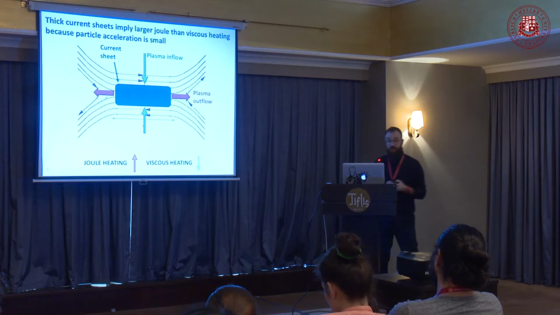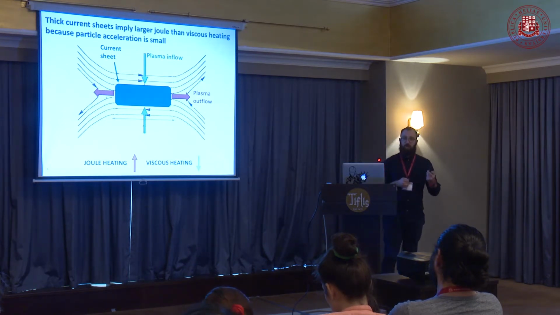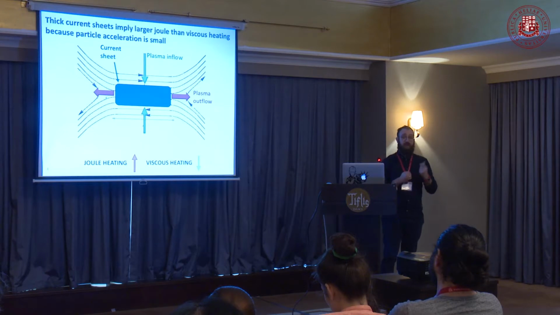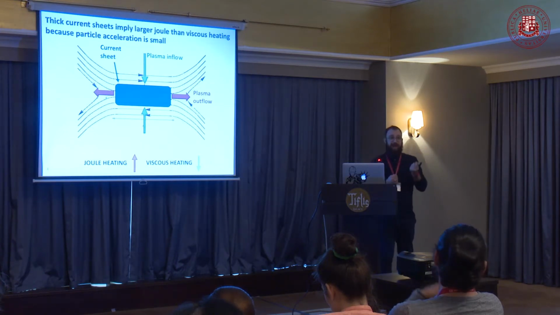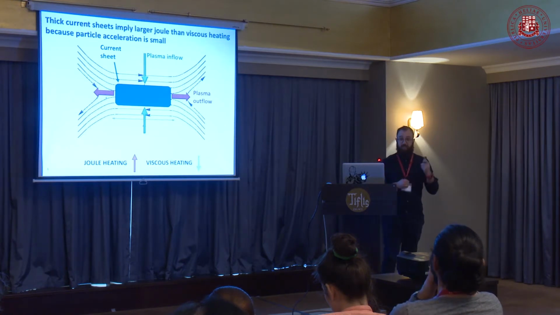Since our simulation resolution is not of the order of meters, we can assume with some safety, because of the fact that our current sheets are a few hundred kilometers thick, that the main contributor to heating the solar corona in our simulation is Joule heating.